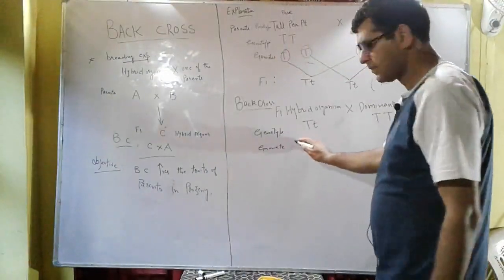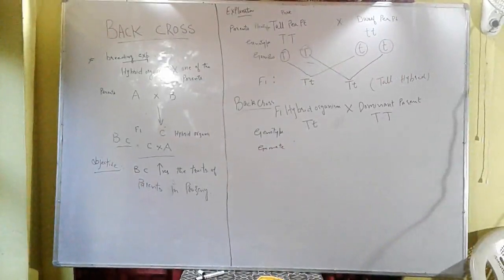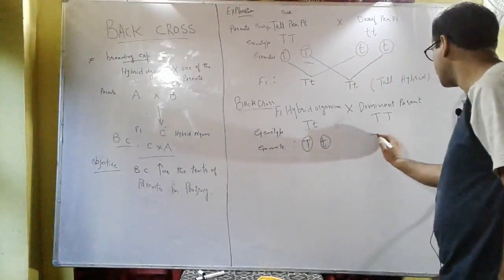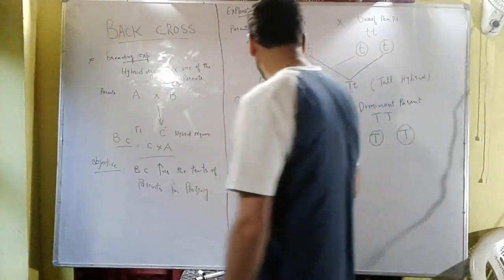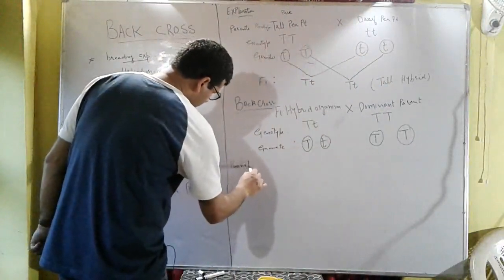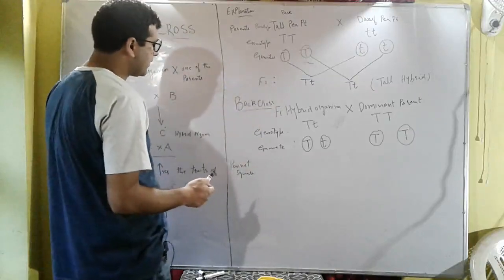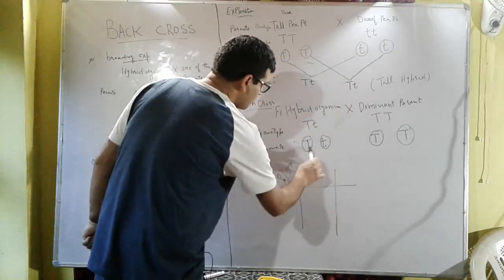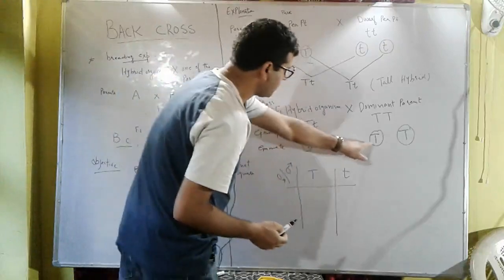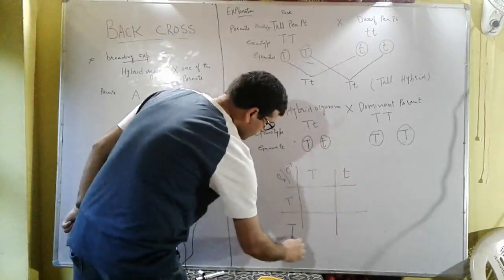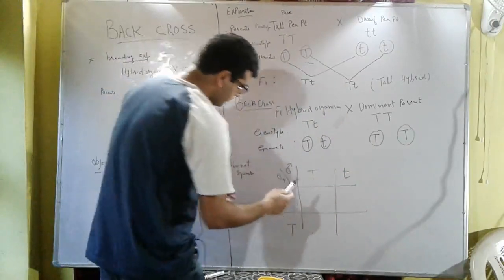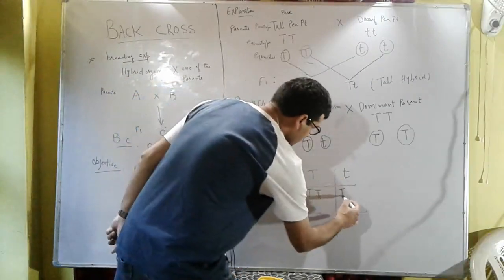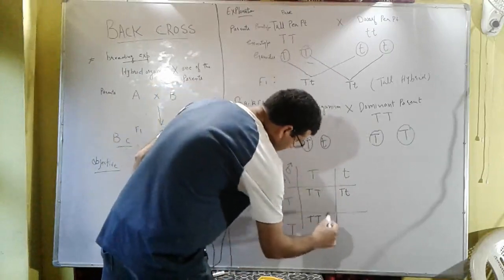Then we have gamete formation: capital T, small t from the hybrid, and capital T gametes from the dominant parent. Then by means of a Punnett square, we will explain the progeny, the backcross progeny. These are the male gametes, these are the female gametes. So we have capital T, small t, and then capital T, capital T, and then fertilization, fusion of these gametes. We get capital T, capital T, capital T, small t, capital T, capital T, and capital T, small t.